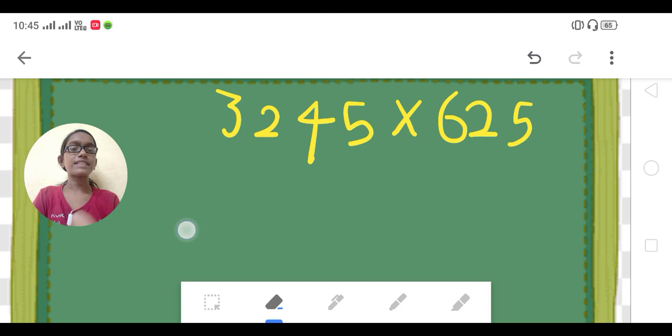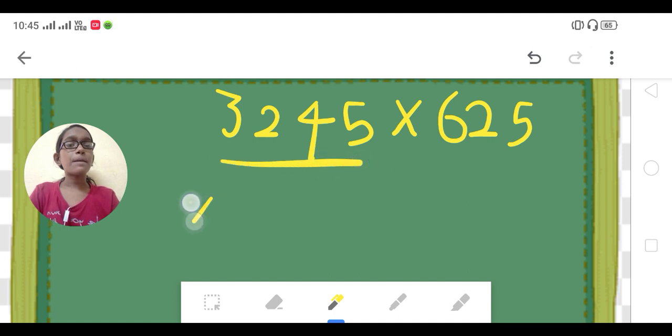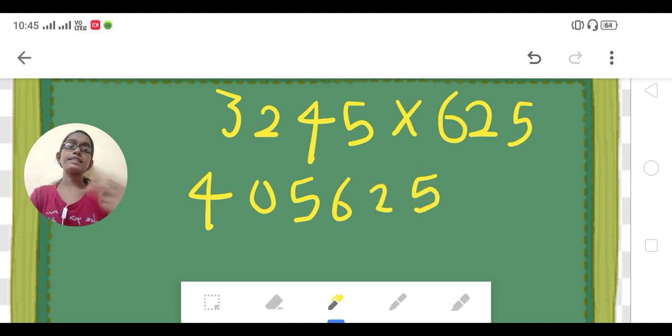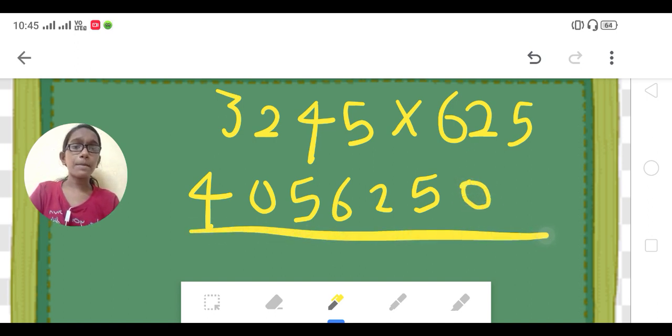Now let's understand this trick through some examples. Say 3245 into 625. So first multiply this number with 125. We have done it just now, and we got our answer as 405625. Now just add a 0 in the end, and then divide this number by 2.